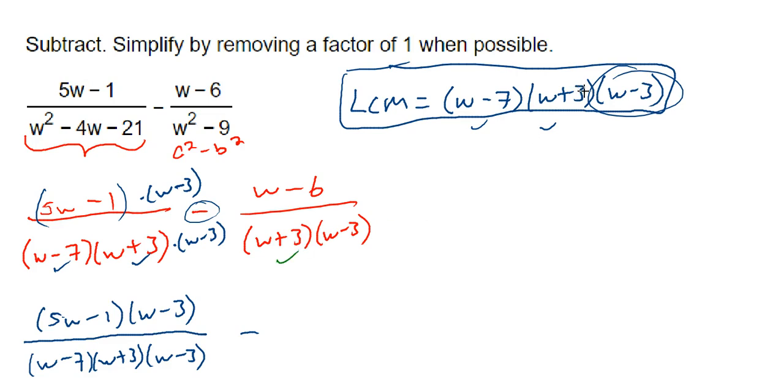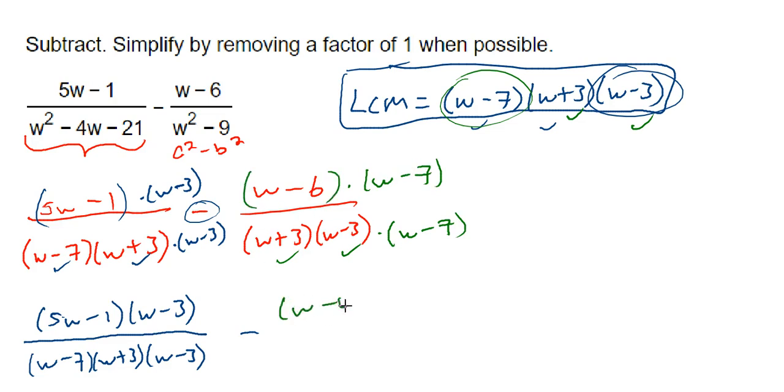We have a w plus 3. We have a w minus 3. What we don't have is the w minus 7. So that's what I will multiply by. We'll do the same thing to the top. Make sure you put some parentheses around the w minus 6. So I'll have w minus 6 times w minus 7 on top. On the bottom, we'll have the common denominator, and I'm going to write it in the same order that I have here. So I'm going to put the w minus 7 first, the w plus 3, w minus 3. So now we have a common denominator in both of our fractions.